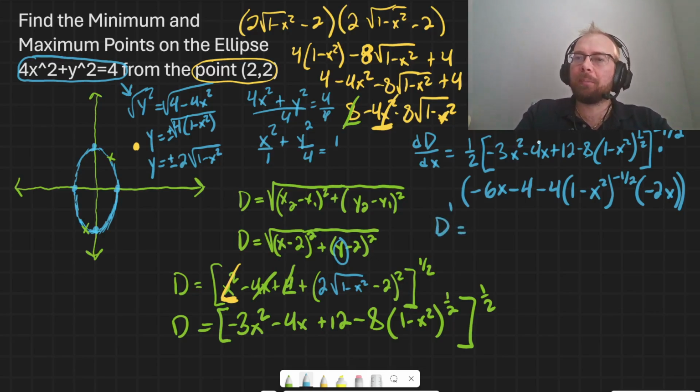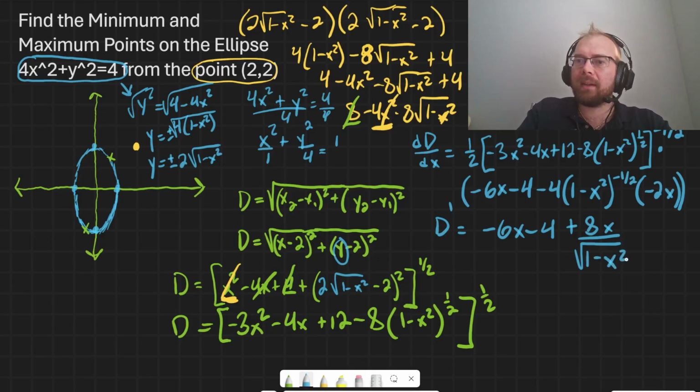If we clean this up a little bit, there's a 2 in the denominator. That's a negative power, so that's actually going to belong in the denominator. This is kind of like a numerator, but it has a denominator in it. So we've got a lot of cleaning to do here. So let's see. That would be negative 6x minus 4. That's going to be minus 4 times minus 2, which is going to be positive 8x, plus 8x over just this part, over the square root of 1 minus x squared.